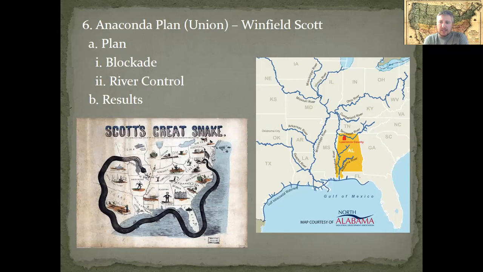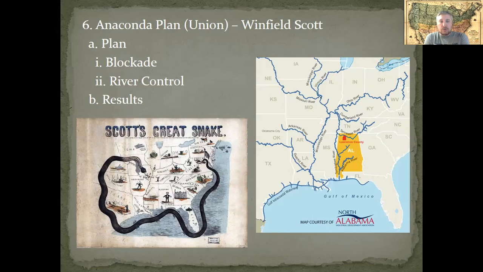But as we said, the first part of that plan was the blockade. The difficulty of blockading the South is that you have literally hundreds of miles of coastline, and frankly, you don't have a very strong navy in the first place. So you're spreading those groups out pretty thin.